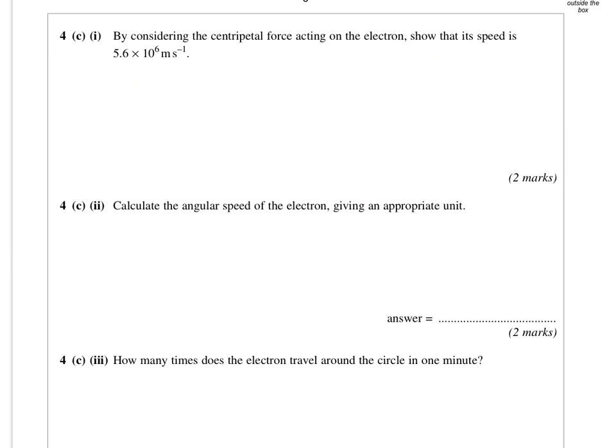By considering the centripetal force acting on the electron, show that its speed is 5.6 times 10 to the 6. So the centripetal force is from the magnetic field, so that's going to be BQV, and that's going to be equal to mv squared over r. So that's cancelling, so essentially we're going to get v is BQr over m.